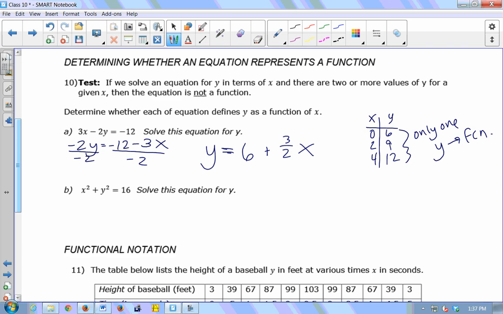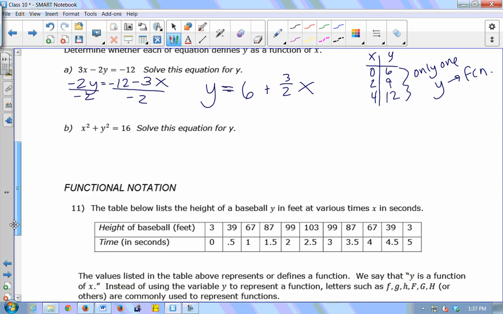Does that graph ever go with 2 y's? Not in that particular graph, no. So we just did 3 examples just to convince ourselves that there would never be 2 y's. So I want you, in your groups, to look at B, solve it for y, and determine if it's a function.